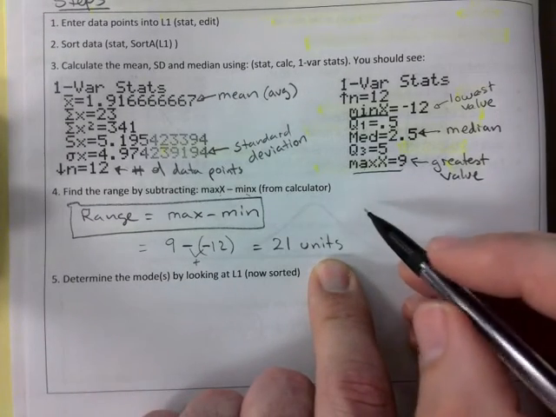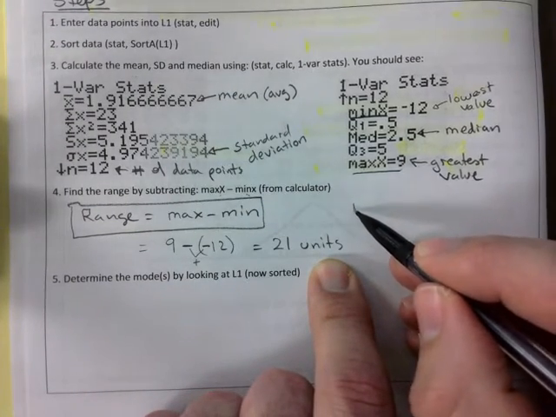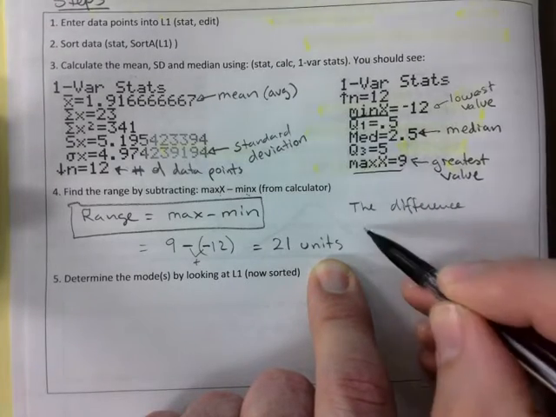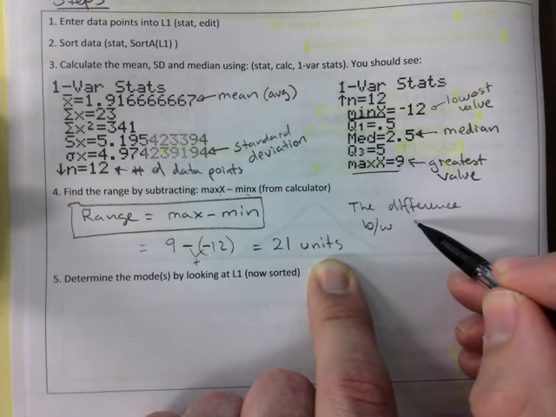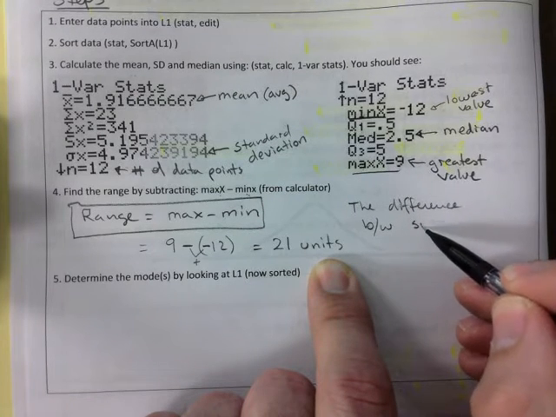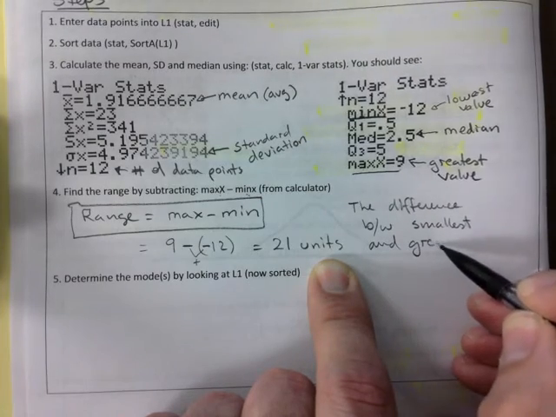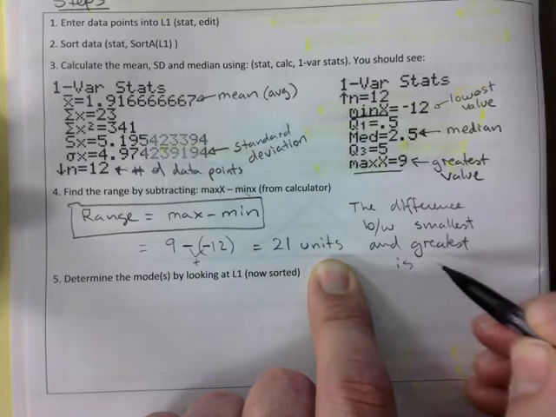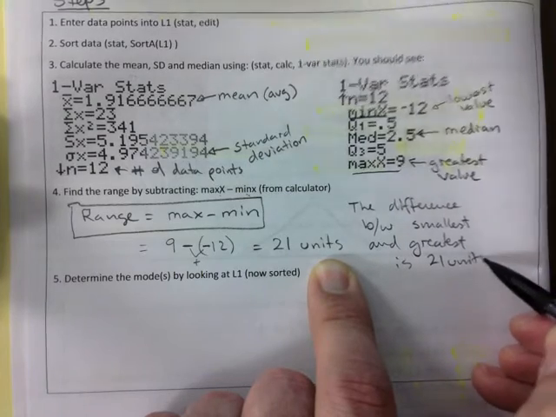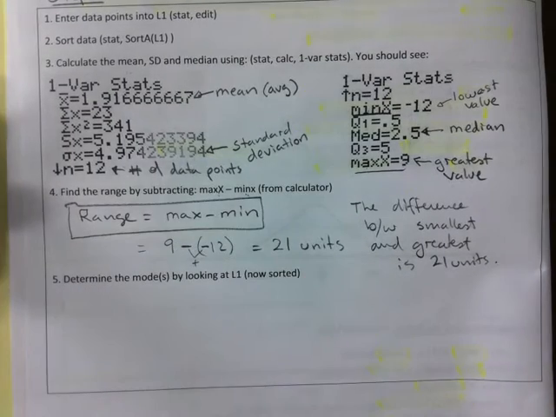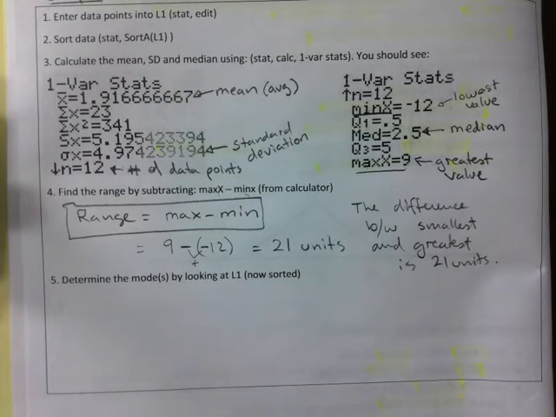What you have just found is that the difference between smallest and greatest is 21 units. We don't know what units, but it would be a 21 unit separation between the greatest and the smallest value in the set.